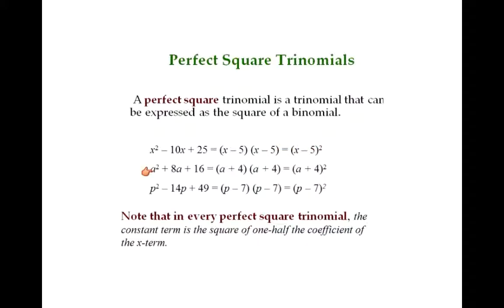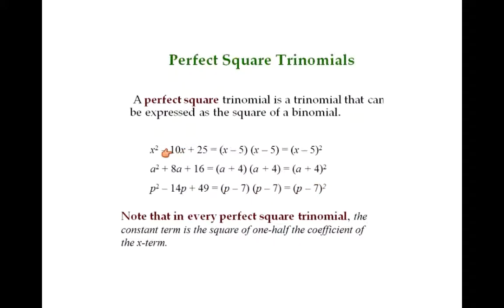As a second example, if I have a squared plus 8a plus 16, if I factor this, I would see I get a plus 4 times a plus 4, or it turns out to be a plus 4 squared. And the third example, p squared minus 14p plus 49. If I factor this, I get p minus 7 squared.